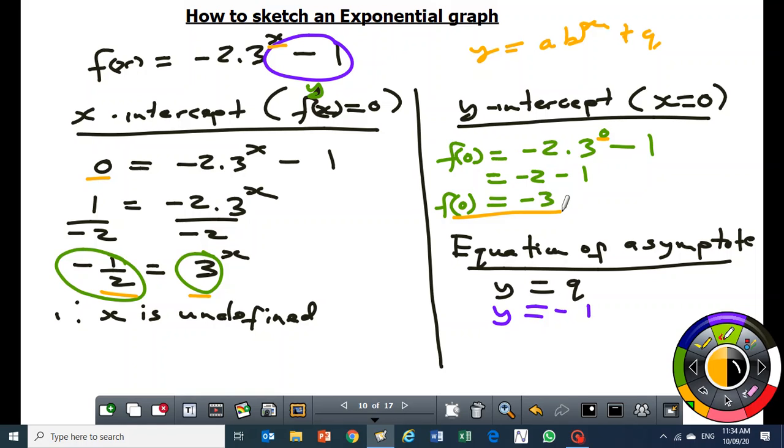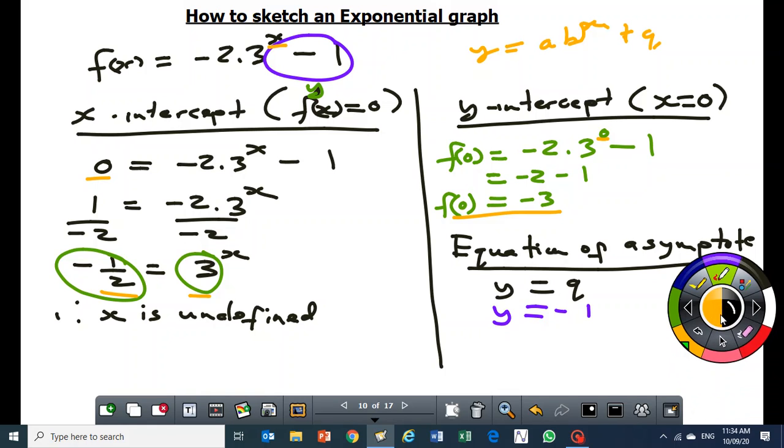Now, if you were paying attention carefully, when I introduced the properties of the exponential function, I told you that the y-intercept is equal to a plus q. So, what's your a here? Minus 2. What's your q? Minus 1. So, minus 2 minus 1 gives you what? Minus 3. So, we have the y-intercept.